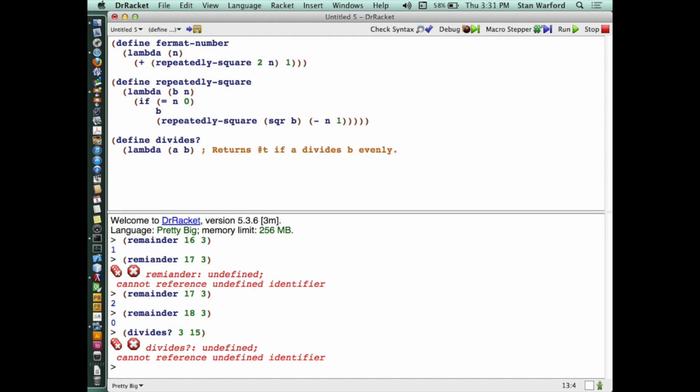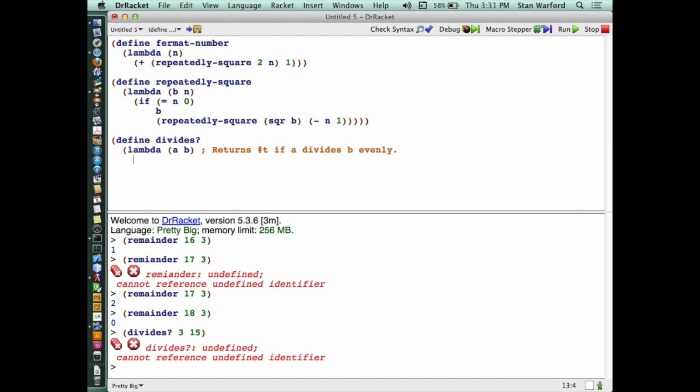Because 3 divides 15. Why does 3 divide 15? No, there's no if. It's a one-liner. Yeah, see? No if. It's just a one-liner. When does A divide B evenly? If what? Remainder. If remainder, but remainder what?